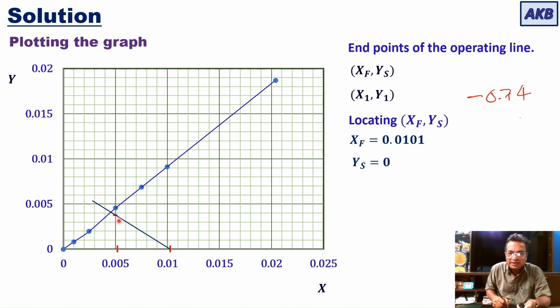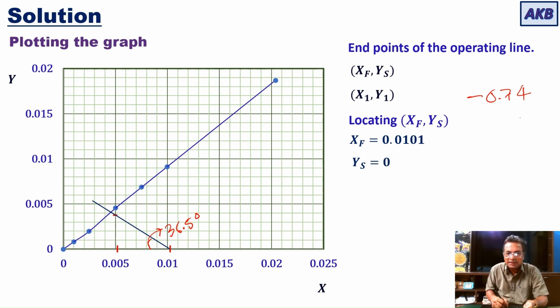So when I draw this line, I will extend it so that it intersects the equilibrium curve. So in this case, this angle is 36.5 degree. This angle is 36.5 degree. So the angle measured in clockwise direction. Are you understanding it? So in this way, you can plot the operating line.